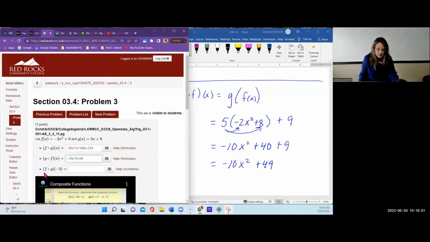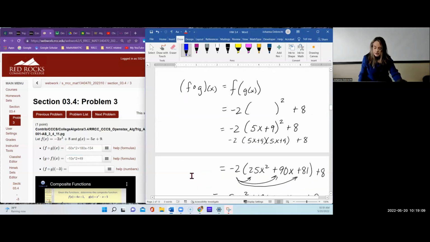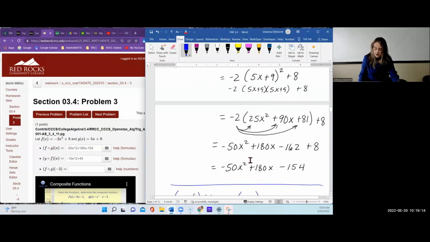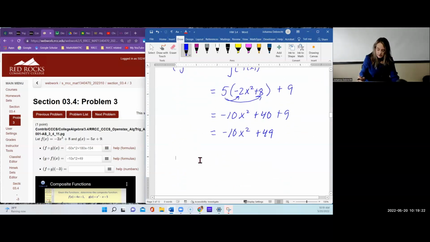What about this last one? It says f composed with g of -3. Well, we've already done f composed with g. That's the work that we did here in the black type. We got this as our final result for f composed with g. Let's copy this and paste it down here.